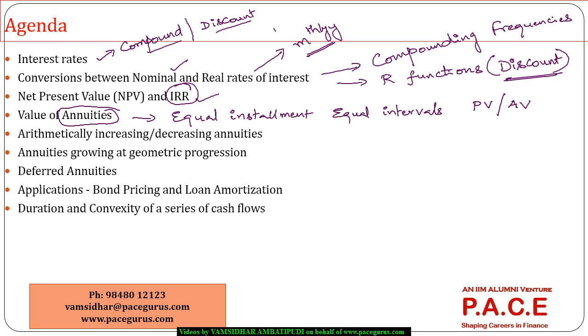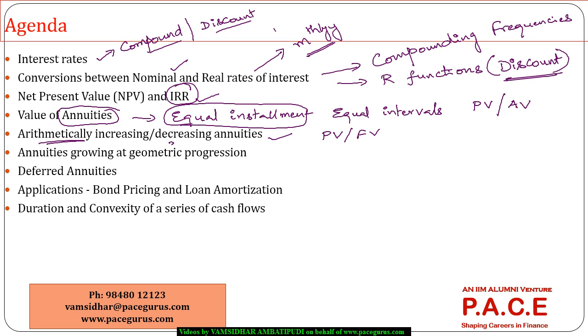Now, as I said, in the definition of the annuities, we are talking about equal amounts to be paid at equal installments, equal intervals of time. But in some cases, that amount could be either increasing or decreasing arithmetically. So that those kind of annuities are being called as arithmetically increasing or decreasing annuities. So how do I find the present value or future value of those kind of arithmetically increasing or decreasing annuities? That's one more aspect that we need to look at.